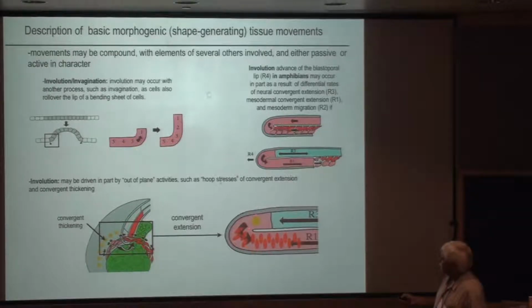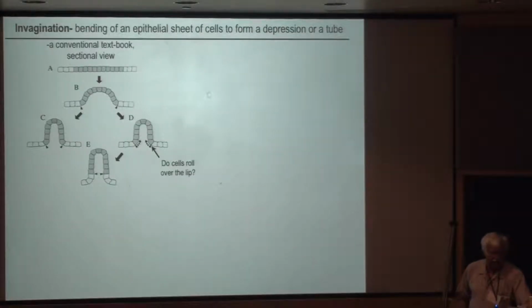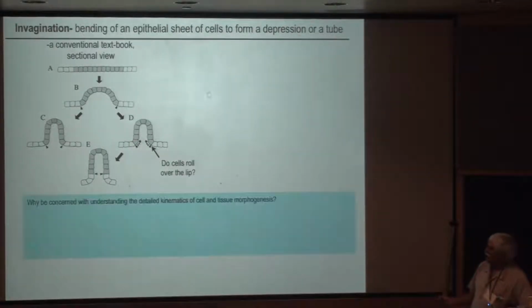And then on the outside, there's something called convergent thickening that we'll talk about, that causes this arc right outside the lip to get thicker, feeding cells into this whole process. So these out-of-plane sorts of things, there are a number of them that I'll talk about today. So that's why I'm such a church lady, as I said yesterday, about the kinematics of these sorts of things.